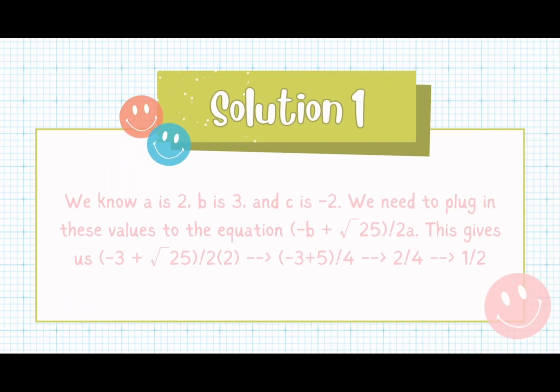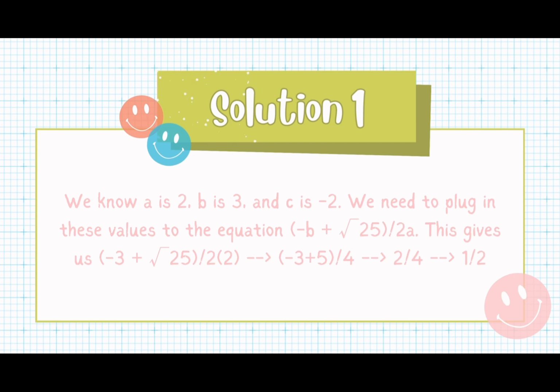Let's remember that a is 2, b is 3, and c is negative 2. We plug in these values to the formula. After simplifying, we find that our first solution is 1/2. Keep in mind, for this first solution, we're adding the square root of the discriminant. In the second solution, we'll be subtracting.